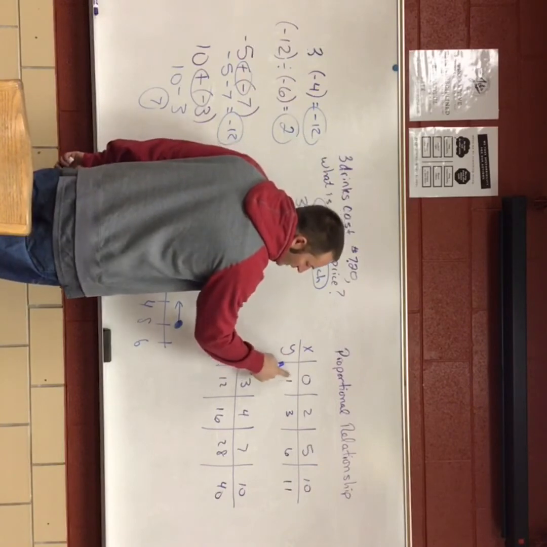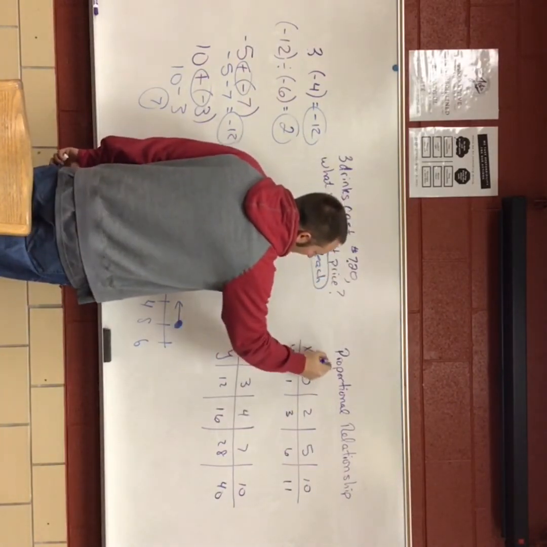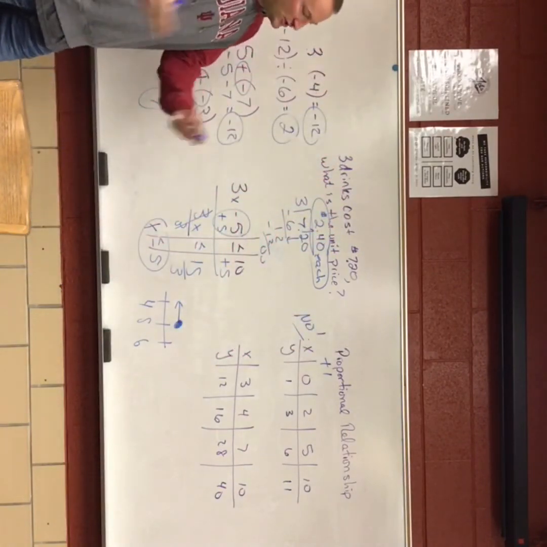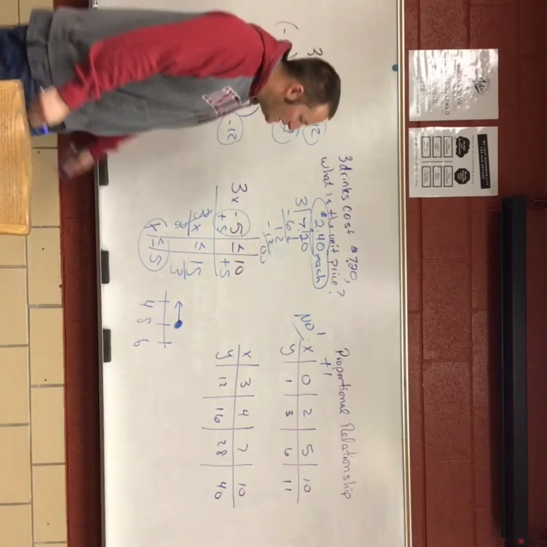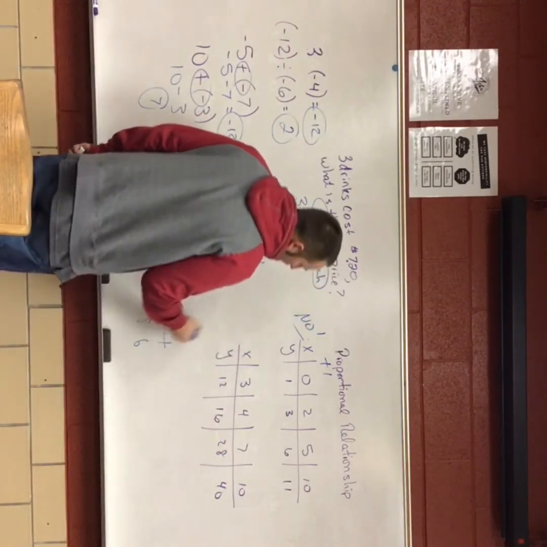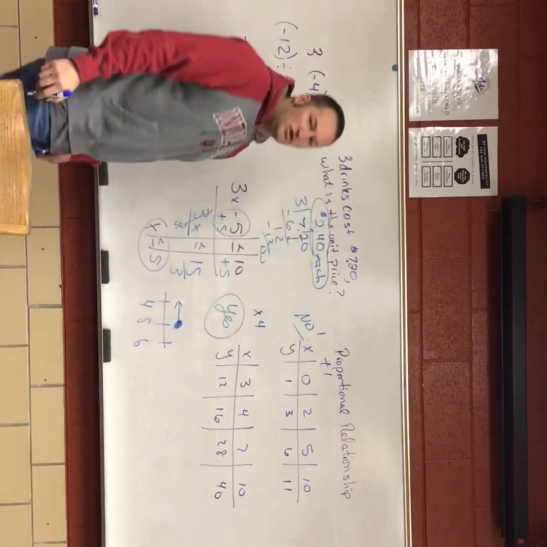Go from x to y up here. You add 1, you add 1, you add 1, you add 1. So since the pattern is adding 1, it is not in a proportional relationship. Okay? Down here, to go from 3 to 12, 4 to 16, 7 to 28, and 10 to 40, you're multiplying by 4. So this one is in a proportional relationship.